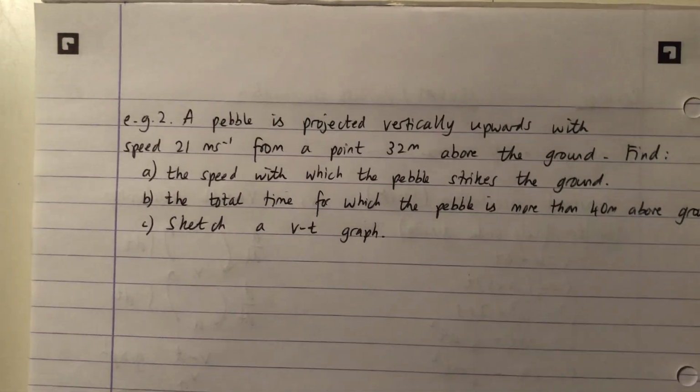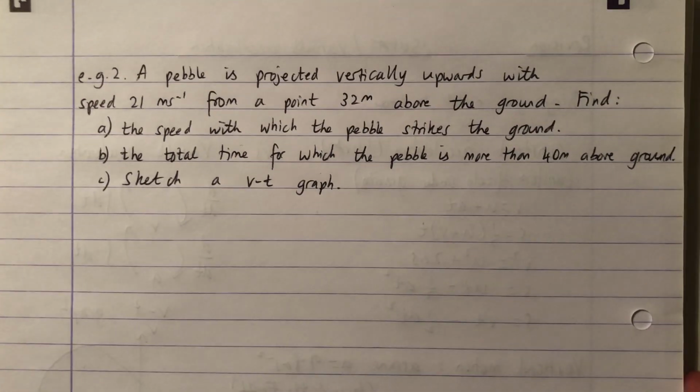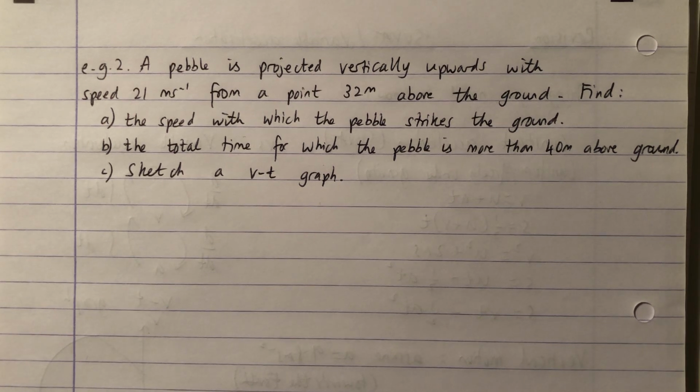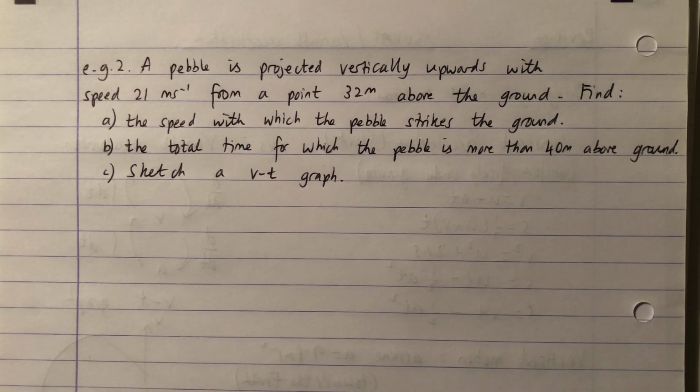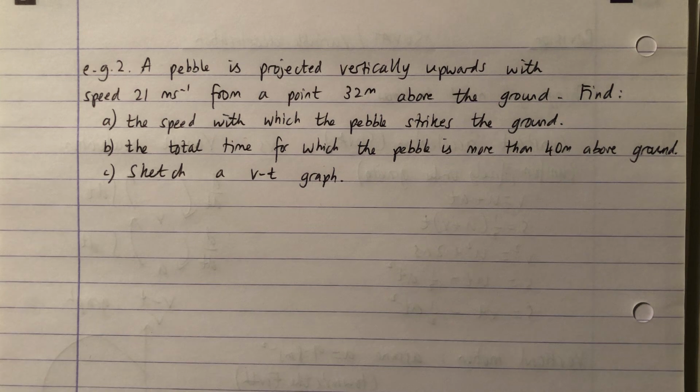What other questions could I ask you? So in example number 2, a pebble is projected vertically upwards with speed 21 meters per second from a point 32 meters above the ground. Find the speed with which the pebble strikes the ground.